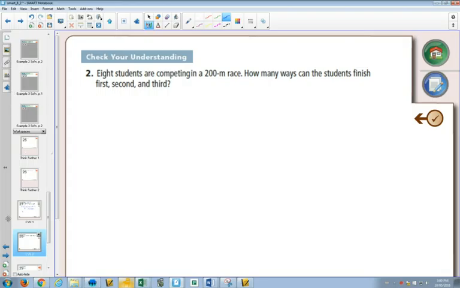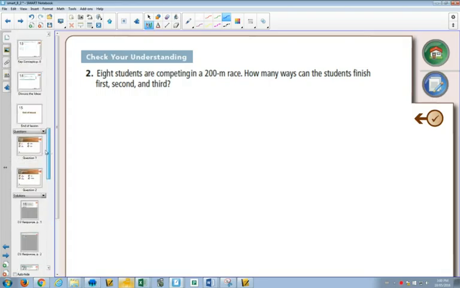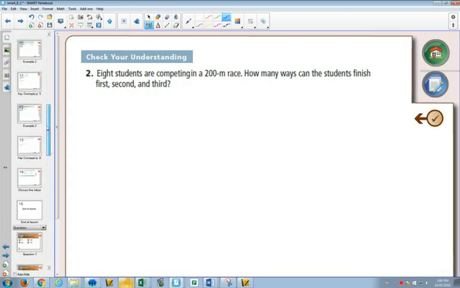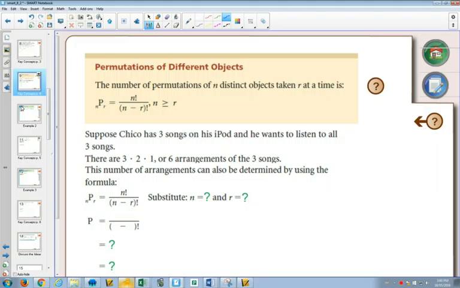All right, so before we go to example number 2 here, let's just look a little bit back in our notes and look at this new definition.